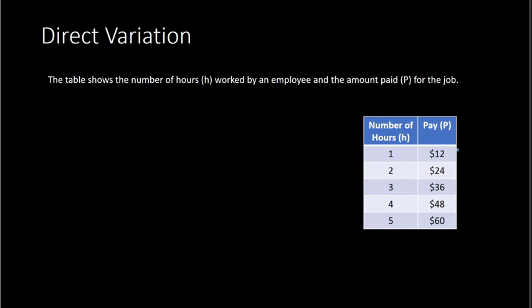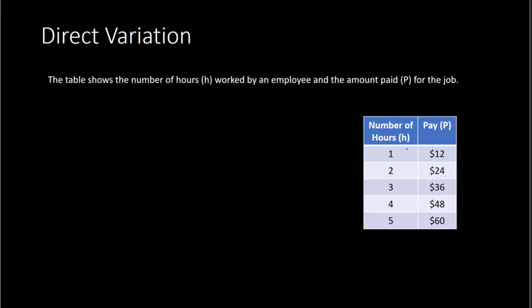you earn. So for example, you work 1 hour and you get paid $12. You work for 2 hours and you get paid $24. You work for 3 hours, you get paid $36. 4 hours is 48, 5 hours is 60. So here, H, this first column, is the number of hours, and P, the second column, is the amount that the person is paid. Now we can represent this table with an equation.